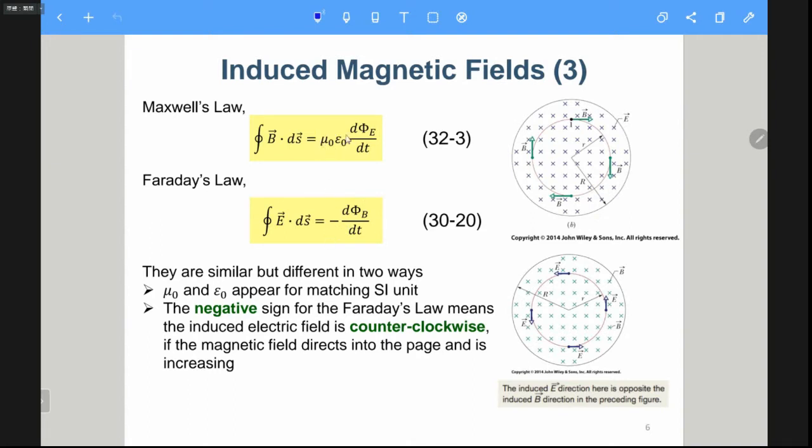But here we have a constant, mu naught epsilon naught. So this constant is very important. This constant is related to the speed of light. So they are similar but different in two ways. Mu naught epsilon naught appears for matching SI units. In this sense, it is matching the SI units, but actually, this is related to the speed of light. The speed of light c is actually 1 over the square root of mu naught epsilon naught. We will repeat it in the next chapter. Actually, we will derive why it is the speed of light.